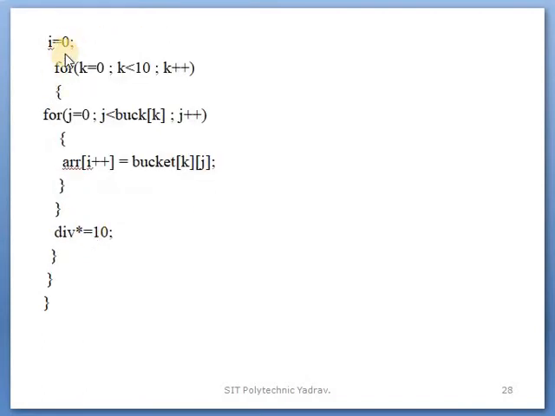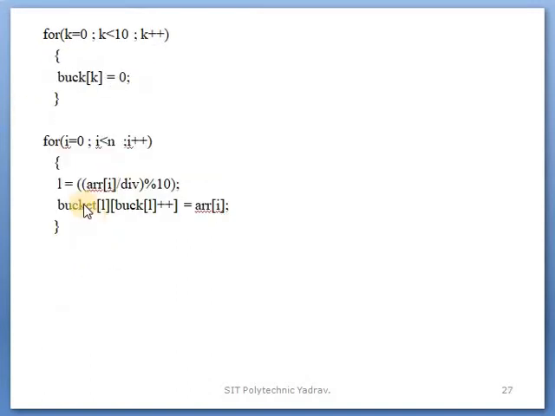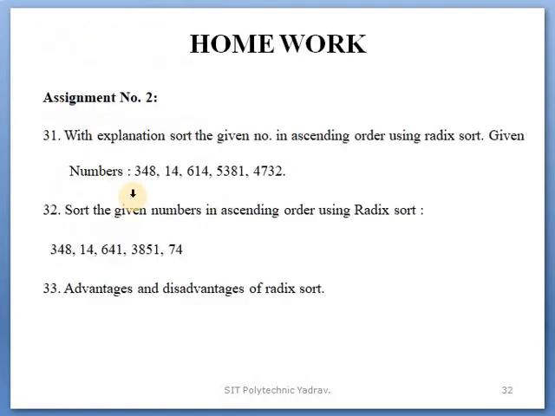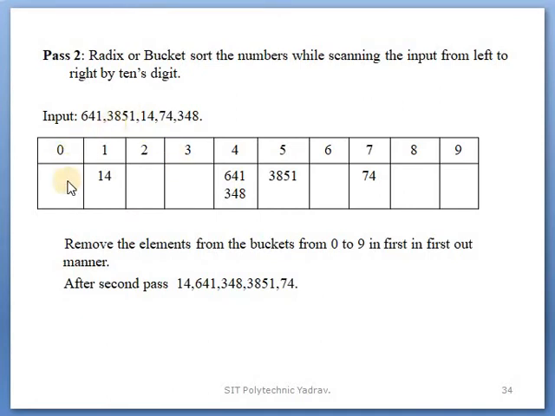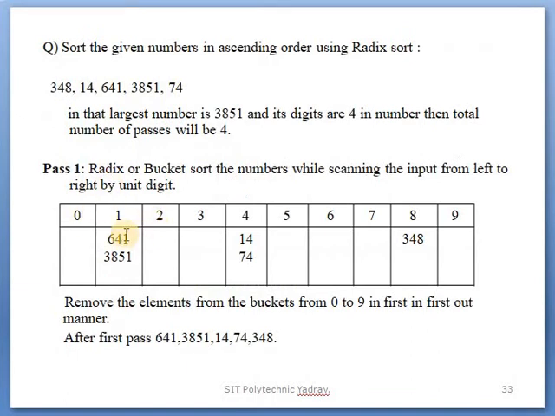And after that, i of 0 is initialization. Then for k equal to 0, this loop is used for the bucket, and this for loop is used for the second row. The first row will be calculated and stored, and this is used for the second row, because this is the column and this is the row. In short, this is a two-dimensional array, so we take a two-dimensional array.